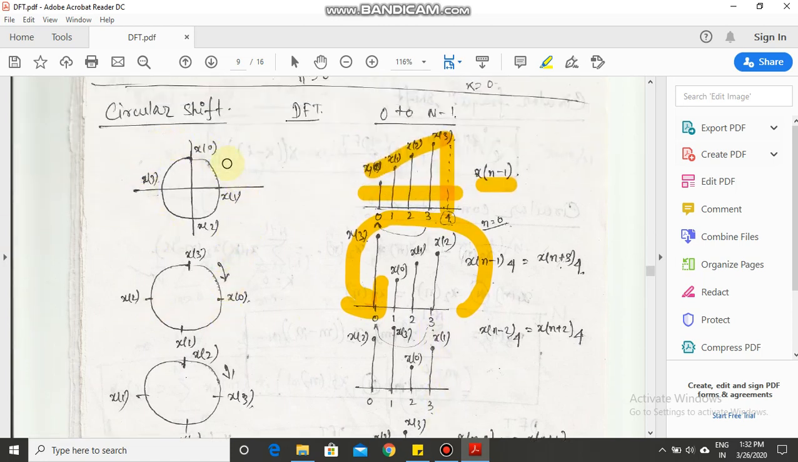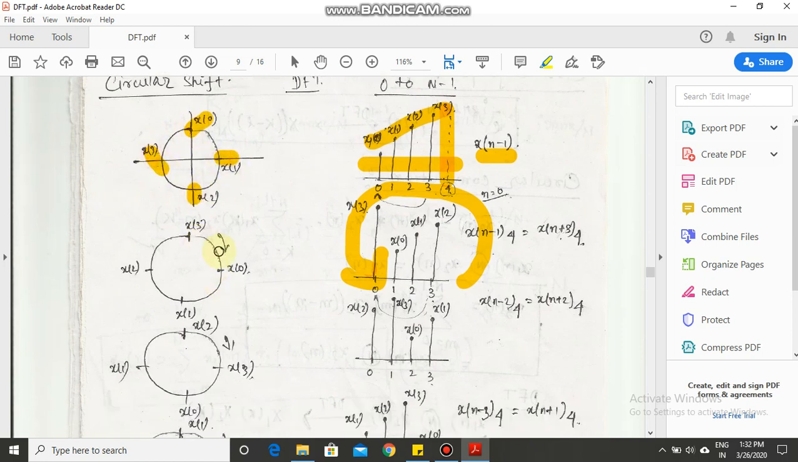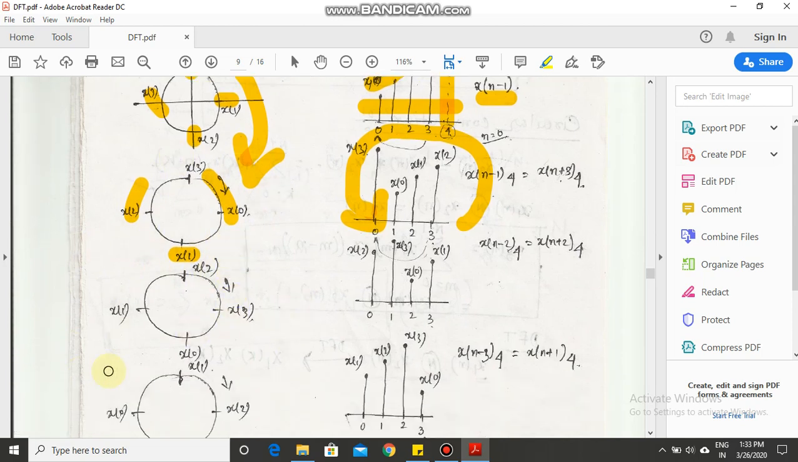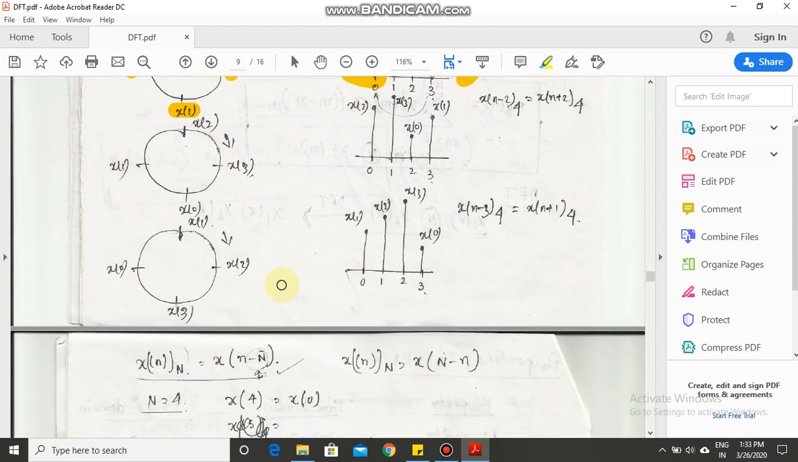We can also show it by a circle. This shifting method can be shown by a circle. This is x of 0, x of 1, x of 2, x of 3. If I do a circular shift, I am rotating in this direction, okay. So x of 0 will come here, x of 1 will come here, x of 2 will come here. So this is a clockwise rotation. We can do anti-clockwise rotation also, no issue. So these are basically the concepts of circular shifting.